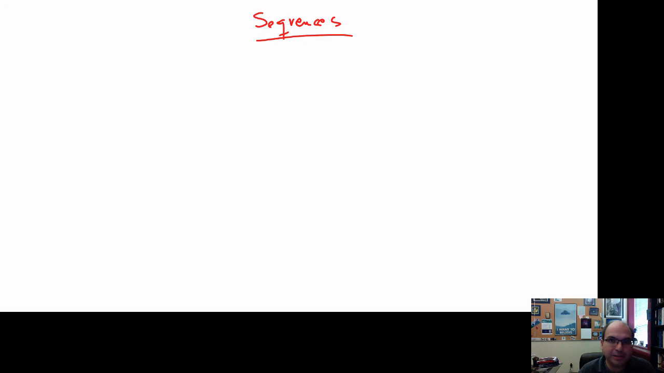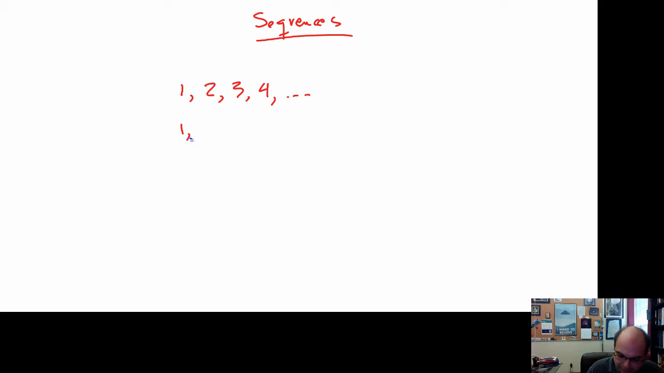So now we're going to talk about sequences. And what exactly do we mean by a sequence? Well, here are some examples. This is a sequence. It's number 1, followed by 2, followed by 3, followed by 4, and so on. Okay? So there's actually an infinite number of numbers here, right? And the whole thing is what we call a sequence.